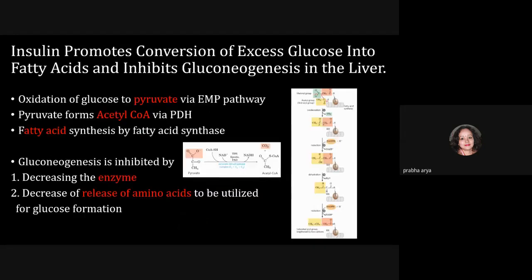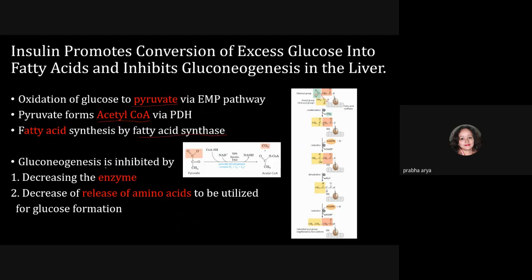Next, insulin promotes conversion of excess glucose into fatty acids and inhibits gluconeogenesis in the liver. How does it do this? The formation of fatty acid from glucose occurs in three different steps. First, oxidation of glucose to pyruvate via the EMP pathway or glycolytic pathway. This pyruvate will enter the pyruvate dehydrogenase complex and form acetyl coenzyme A, and acetyl coenzyme A will then form fatty acid via fatty acid synthase.